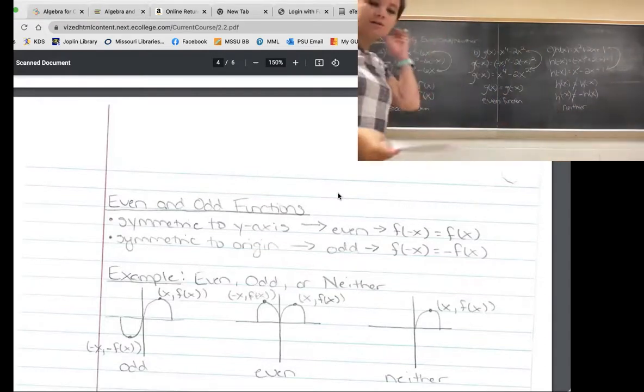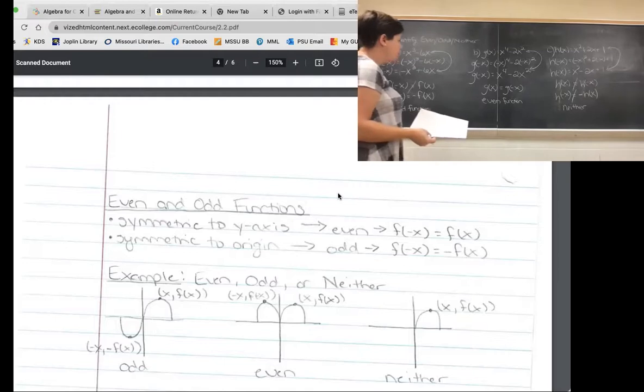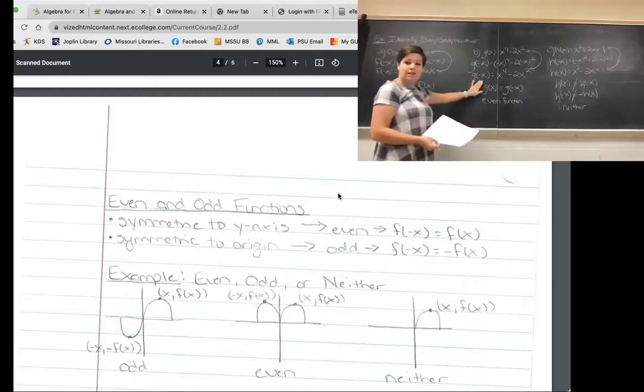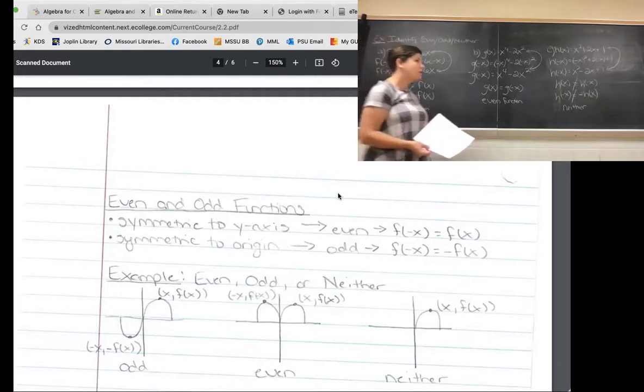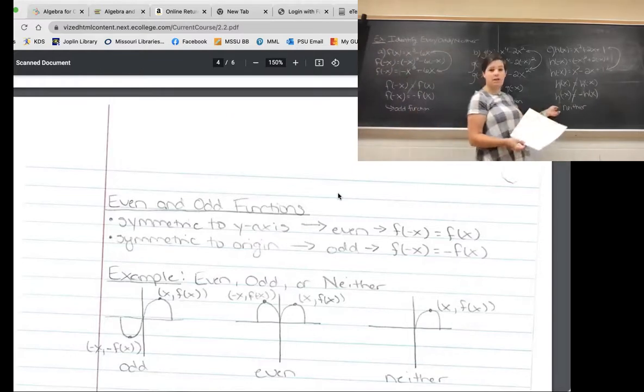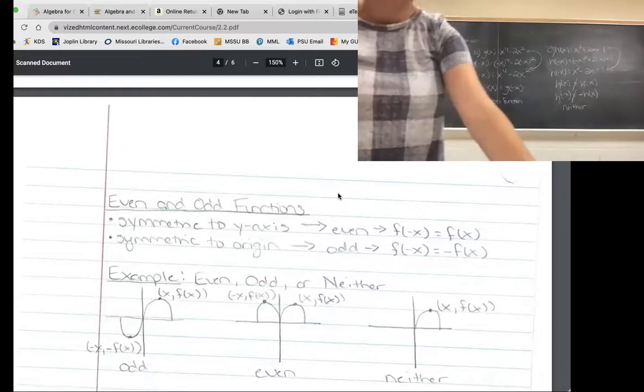So it's kind of a process of elimination at that point. If you plug in negative x and you get the exact same equation out, you have an even function. If you plug in negative x and you get out a new equation, but it's the same as if you multiplied negative 1 by the original, then it's an odd function. If you do both of those things and neither is true, then it's a neither function.